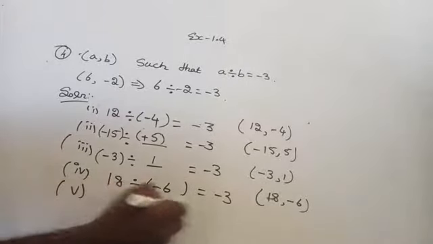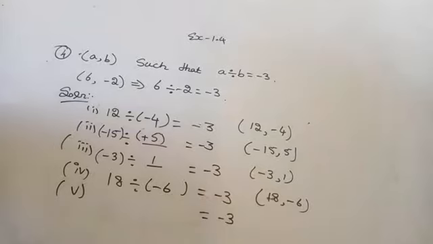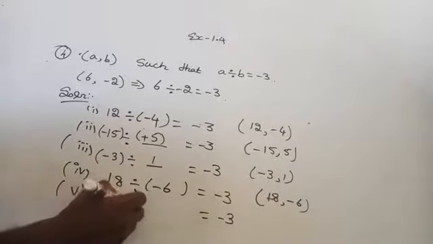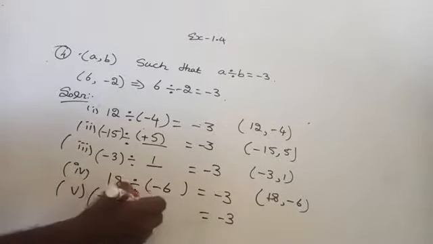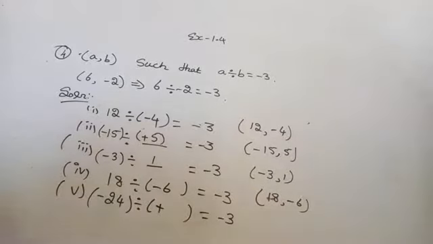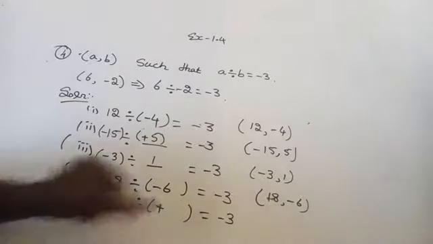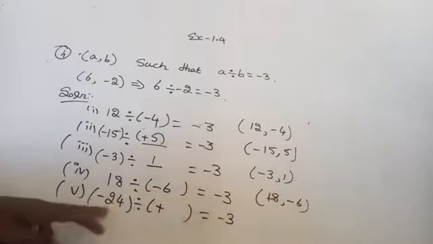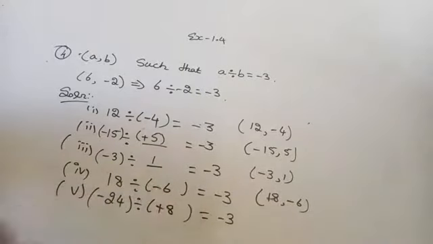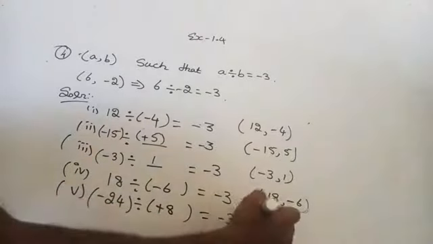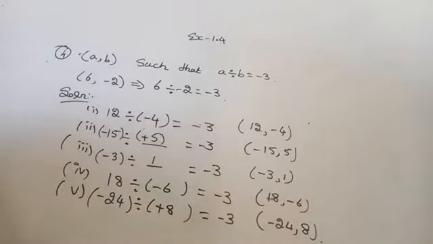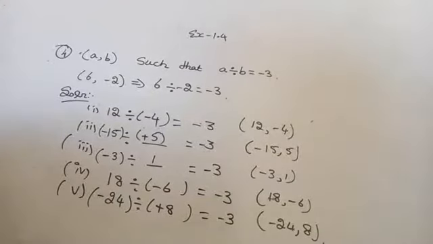Then another pair, one more pair. We need the result to be minus 3. Here we will take a multiple of 3. Shall we take 24? Okay, minus 24. Then the divisor should be positive, because only a negative integer divided by a positive integer is negative. Now which number multiplied by 3 will give you 24? 8. So minus 24 divided by 8 is minus 3. So minus 24 comma 8 is another pair. Are you getting it? Yes.